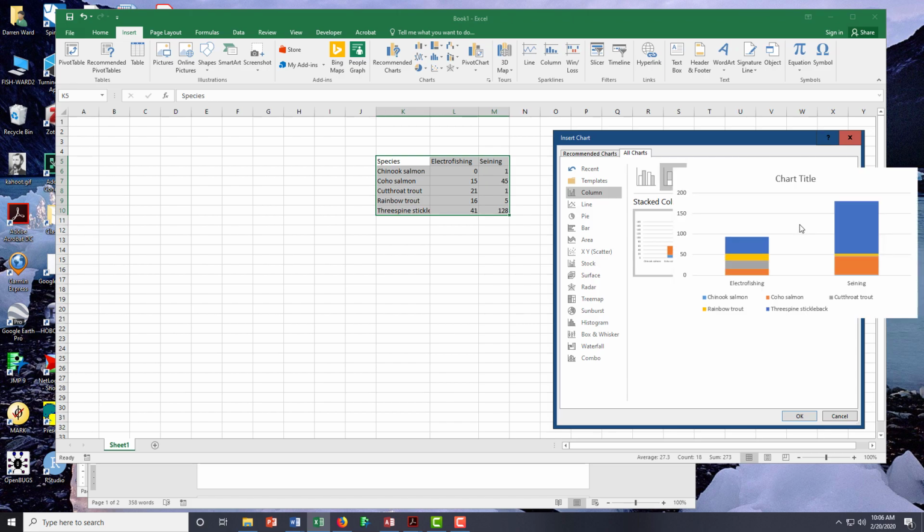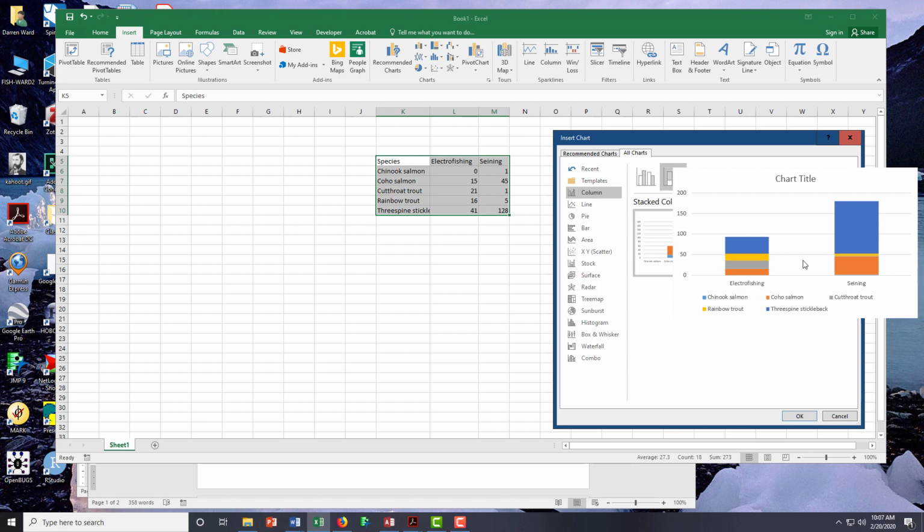This option compares the species composition for the two different sampling techniques, which is what we want, and it allows the bars to be different heights depending on the total number of individuals we caught with each sampling technique. So here we caught more individuals seining than we did electrofishing.